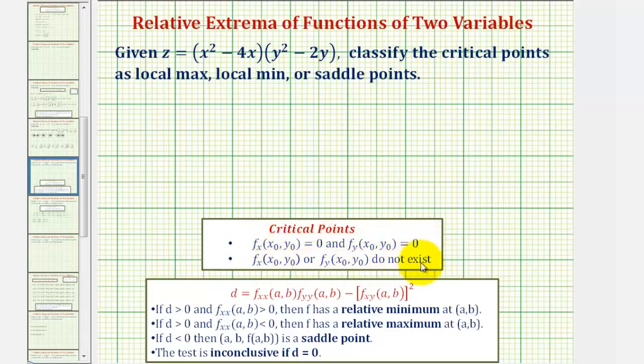either does not exist. Once we find the critical points, we'll determine the value of d using the second order partials, and then based upon the sign of d and the sign of the second order partial with respect to x, we can determine whether we have a relative min, relative max, or saddle point at the critical points. Let's begin by determining the first order partials.